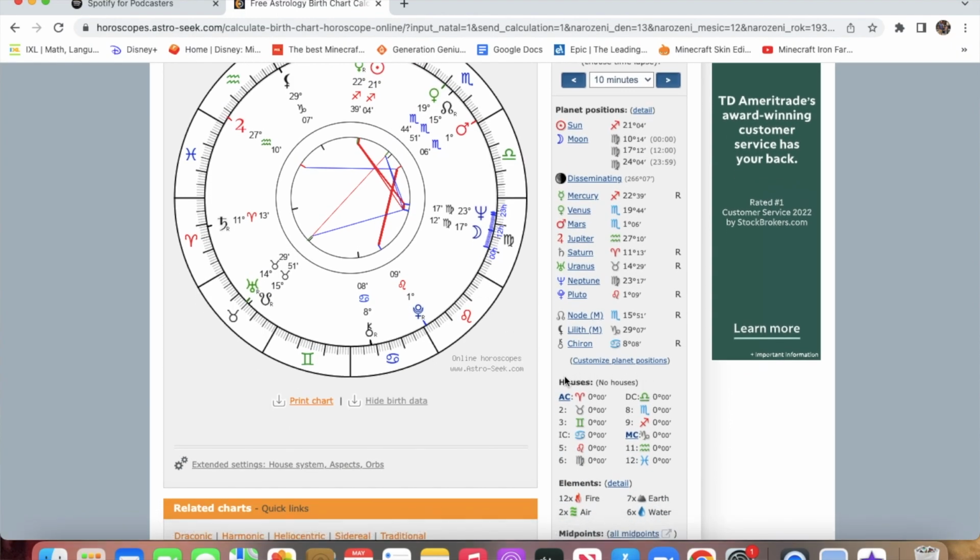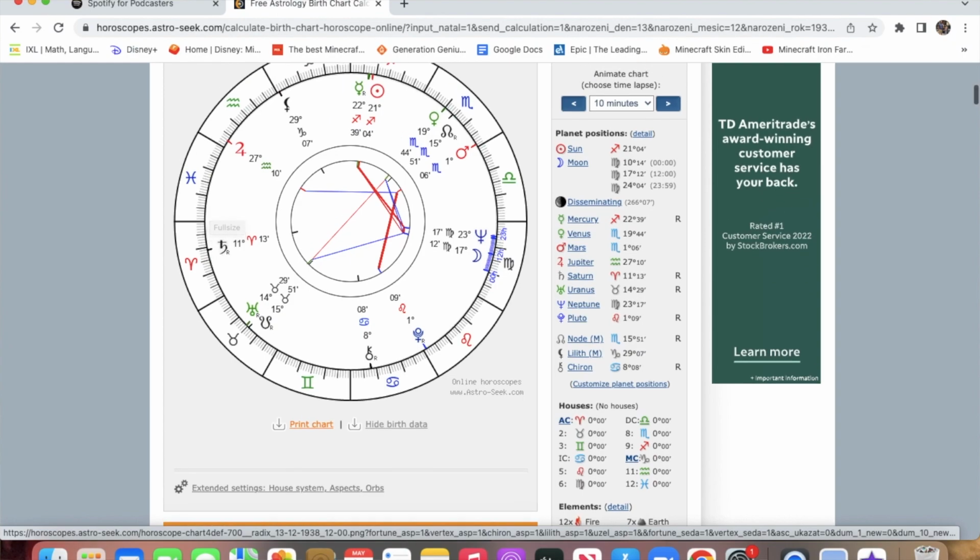But again, down here where it shows you where the houses start, they all say 0 because there is no housing system, because you don't know the time of birth. And as you go further into astrology, the houses play a role in how these shape the characters. But all of the rest, all the planets are good to go.